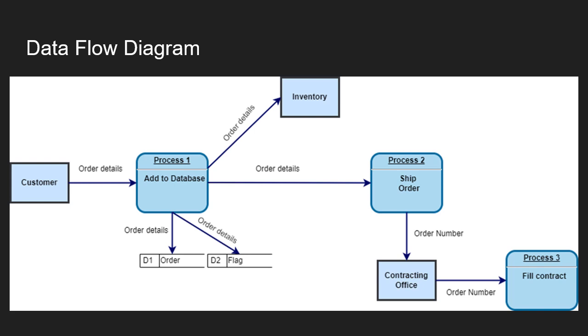And lastly, those order details also need to go to the process where we ship the order, because of course, with those details is how we know what to ship. Once we've shipped, the order number needs to go into the contracting office, which is also an external entity, and the contracting office will need that order number in order to fill the contract.